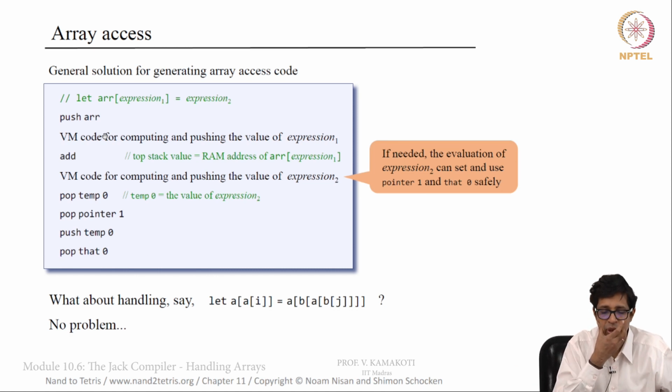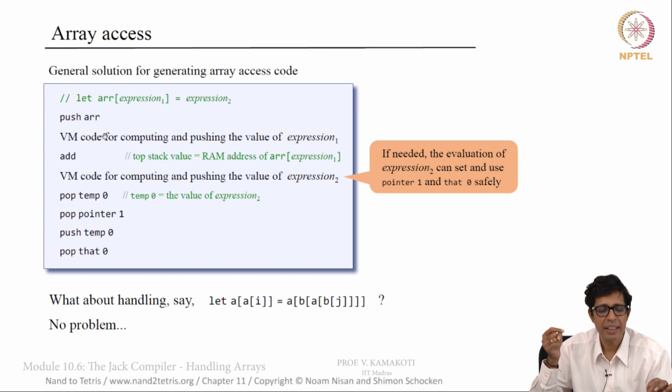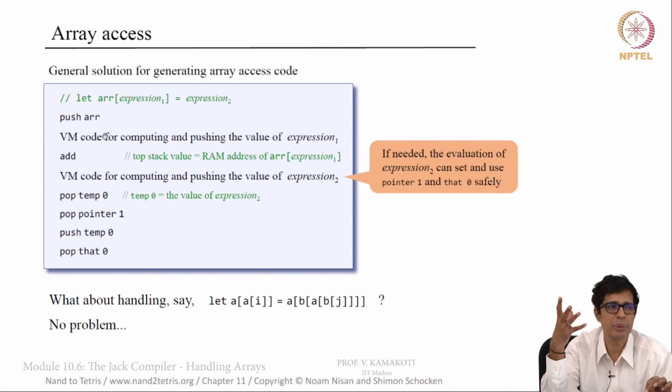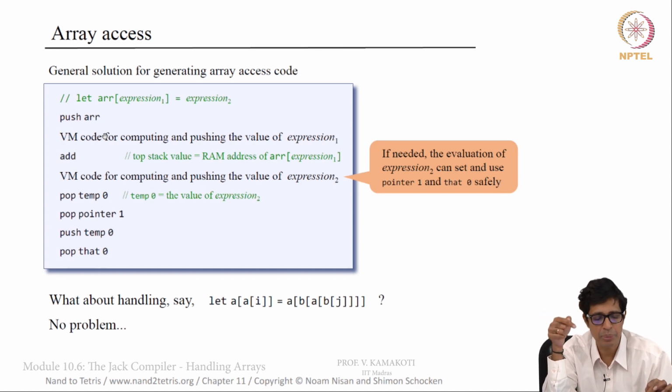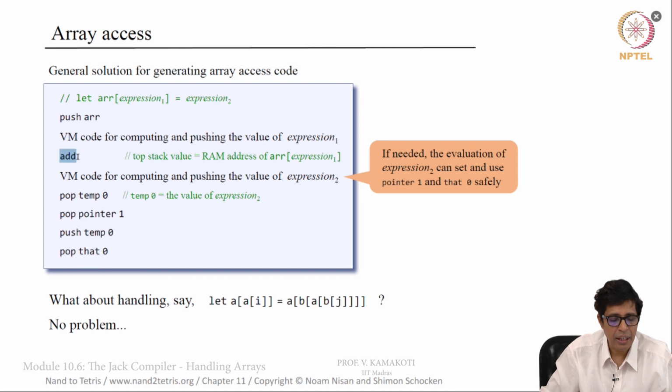So in general, the solution for generating array access code, for example, let array expression 1 is equal to expression 2. What we do is that we push array, then we put the VM code for expression 1, then we add. The VM code for expression 1 will give the value of that expression on the top of the stack. We will add. At the end of this add, what you see is the address at which I need to store the evaluated value of expression 2. Now I do the VM code for computing expression 2, then that answer I store in temp 0.